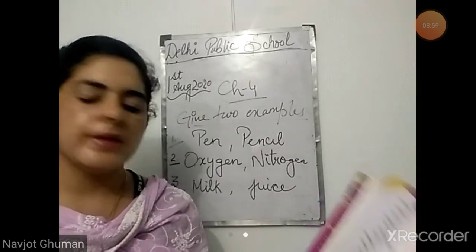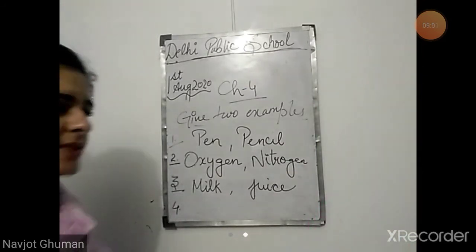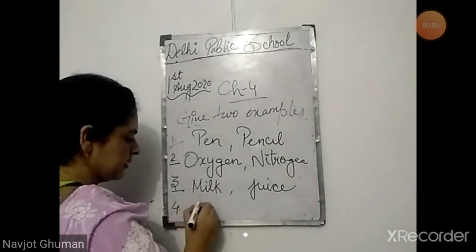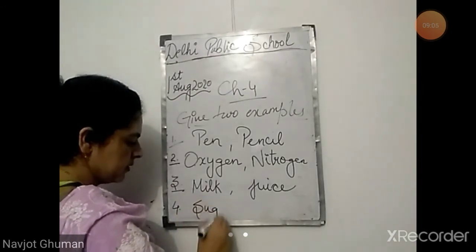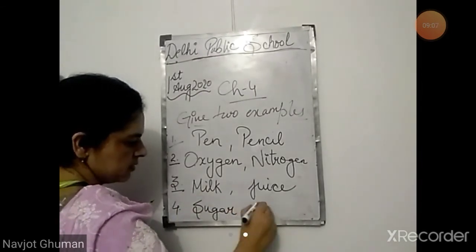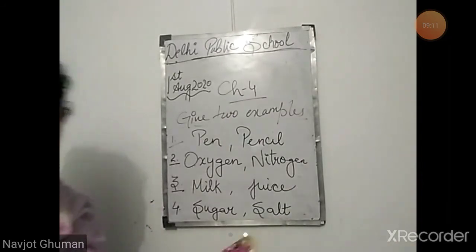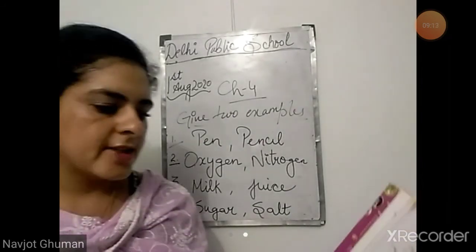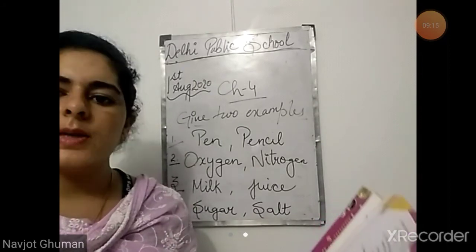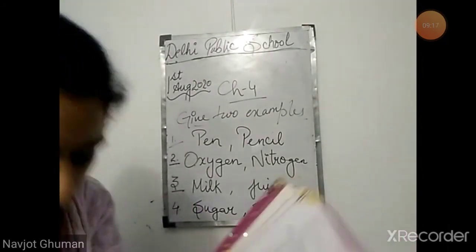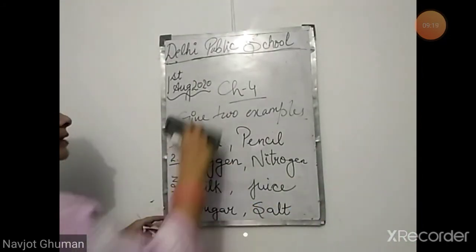Substances soluble in water, the substances that get dissolved in water. Sugar, salt. Next is substances insoluble in water, the substances that do not dissolve in water.